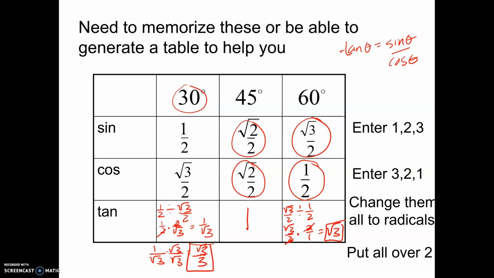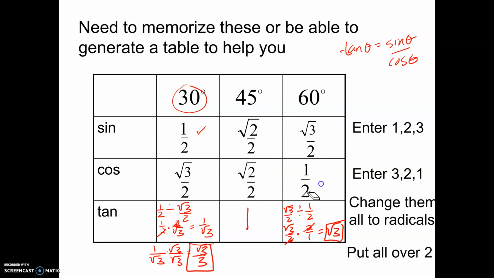And one way that I memorized it is that I would ask myself, who's bigger, 30 degrees or 60 degrees? 60. Who's bigger, radical 3 over 3 or radical 3? Radical 3. So big goes with big. Radical 3 goes with 60. Radical 3 over 3, little goes with little, 30. And tangent 45 is easy. That's just 1.